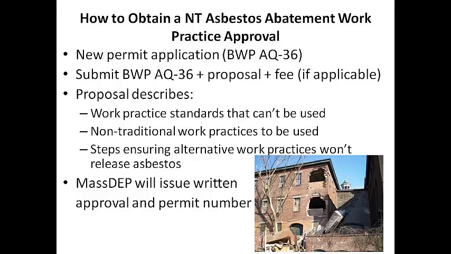The NT approval now involves a formal permit application process. One uses the BWP AQ-36 form on MassDEP's website and a $600 fee where applicable. The application must be accompanied by a proposal developed by a DLS-certified asbestos project designer. NT permits are available only for 6 particular circumstances.